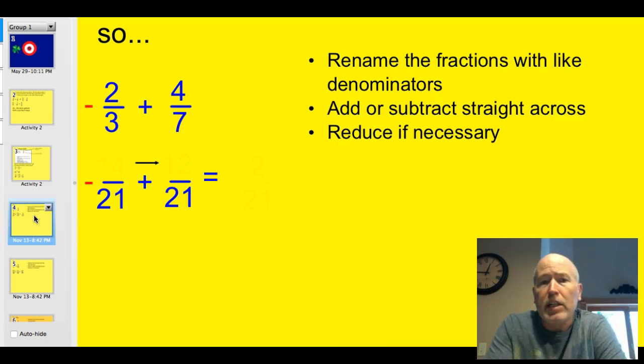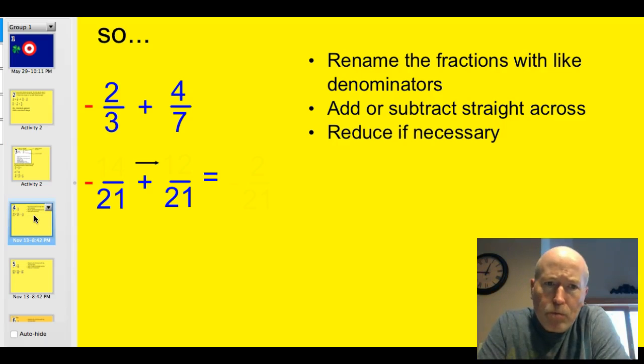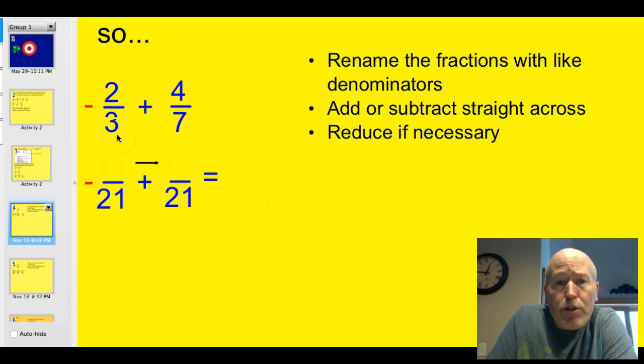All right, let's look at a couple of examples here. We have a negative 2/3 plus 4/7. Well, we need to rename those denominators, and the smallest number that 3 and 7 go into is 21. If you're not sure what that number is, just multiply the two denominators together and you'll have a number that will work.